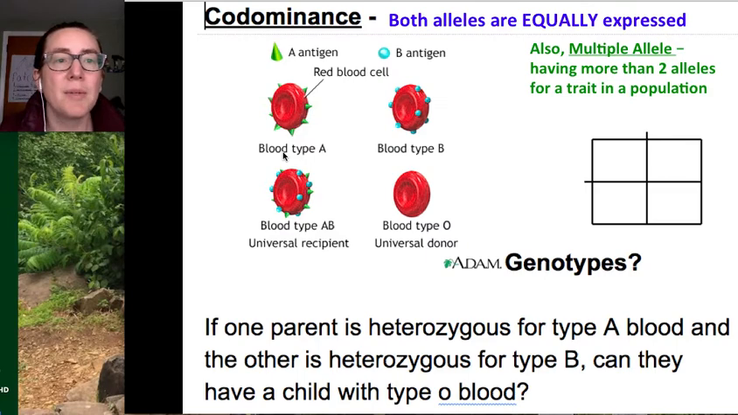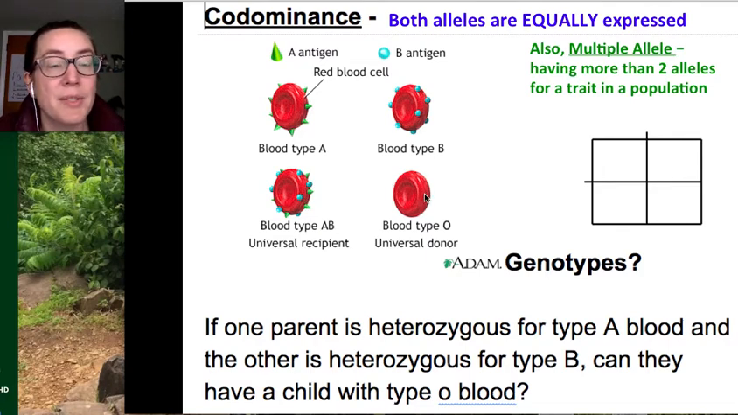So blood type is codominant because if I see here, if I have an A allele, then I have a particular A receptor on my red blood cell. If I have a B allele, I have a B receptor on my blood cell. But if I have both A and B alleles, I don't have a mixture or a blend or just one or the other, but I have both. So both the B and the A alleles are equally expressed on the blood cell.